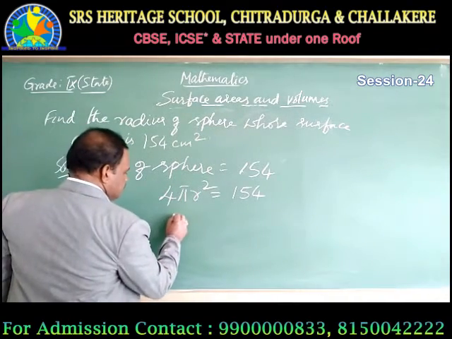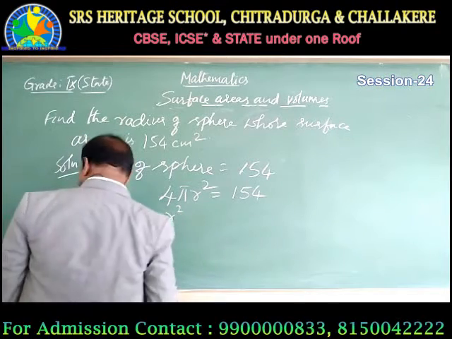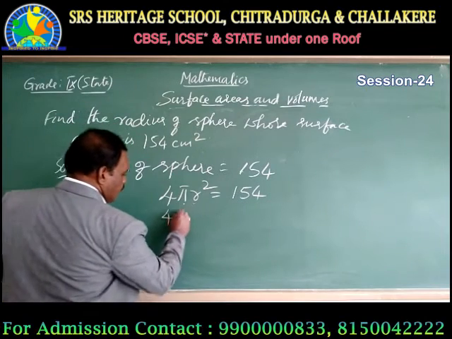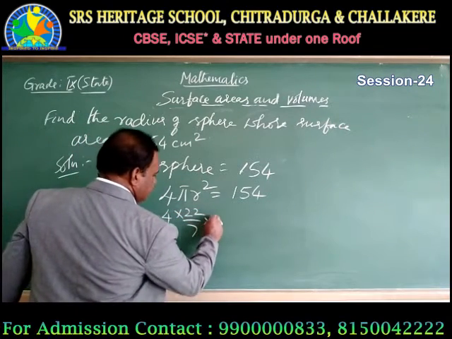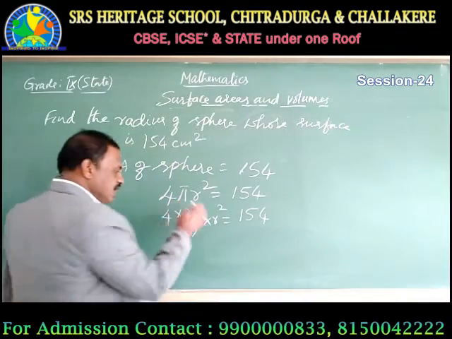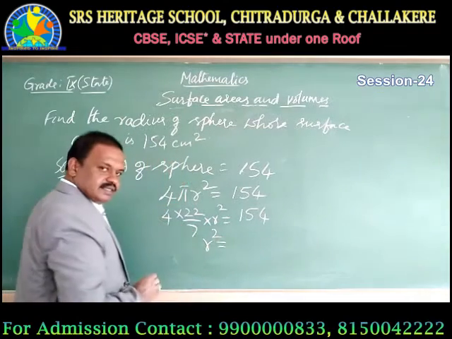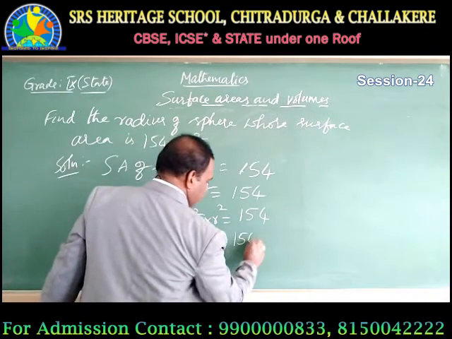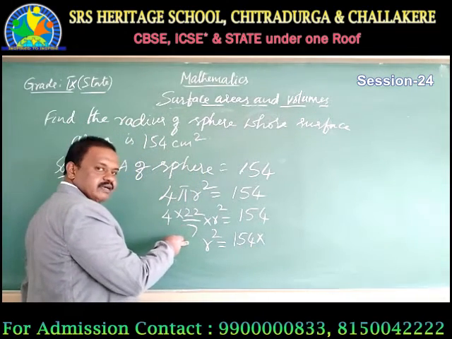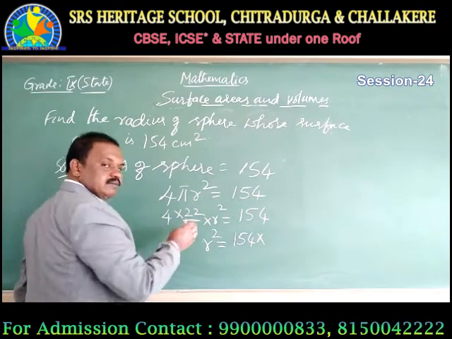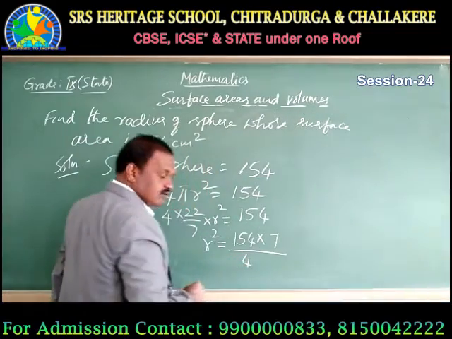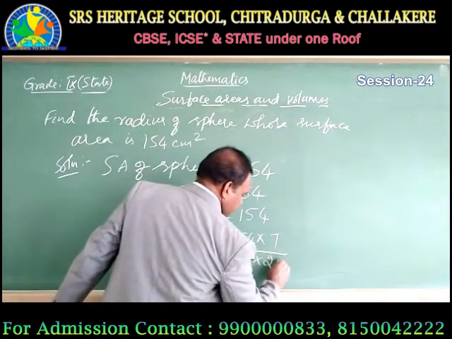Okay. So 4 into 22 by 7 into r square is equal to 154. We want the value of r. So take r square on the left hand side only. So 154 into 7: here on the left hand side 7 is in the denominator place. If it goes to the right hand side, it will become the numerator. 7 divided by 4 comes downwards and 22 also goes to the denominator.